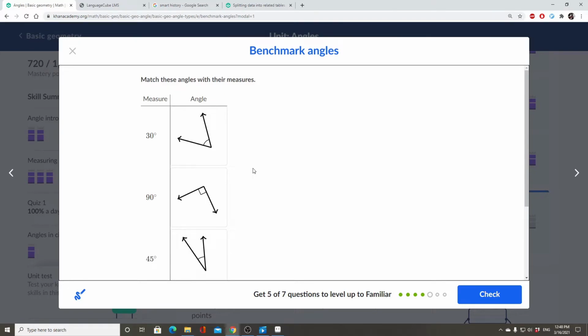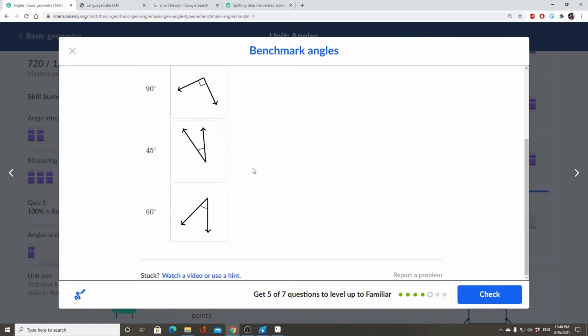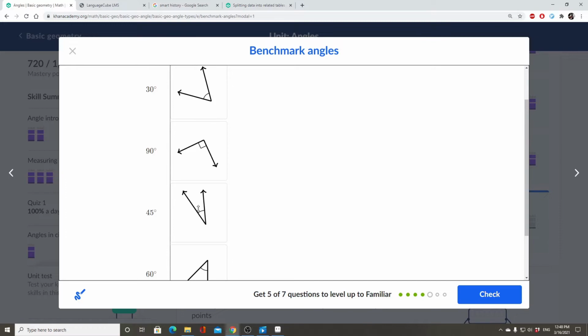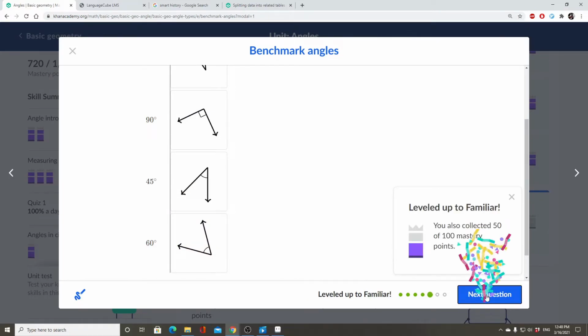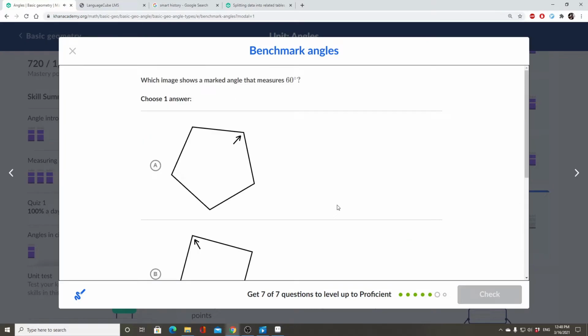Carrying on. Look at that, 90. Now we're on to 30. 30 is a little guy. Ooh, look, that's really close, right? So we know that 30 is a smaller, more acute angle than 45 degrees. There's 45. And that's not 60. That's a right angle, so that's 90. And then this is a little bit more acute, so that's got to be 60. And I'm correct. Look at that.